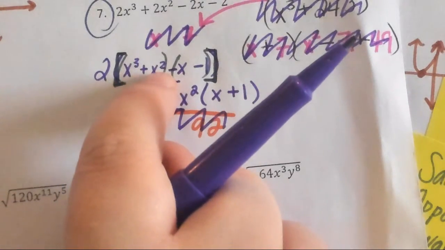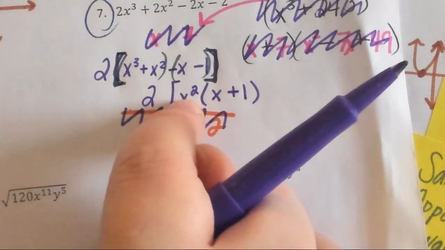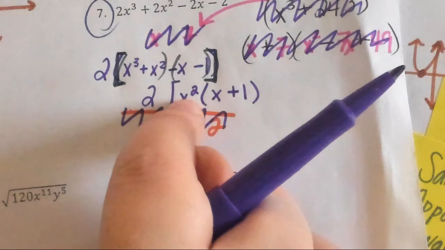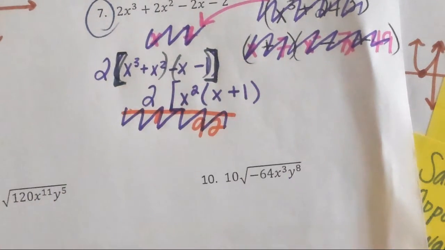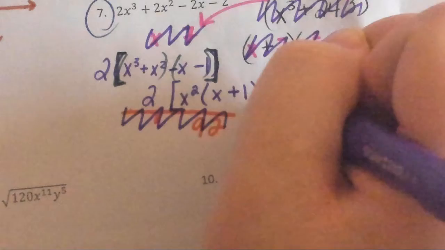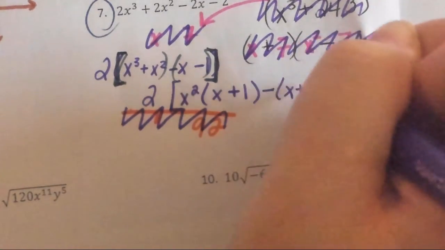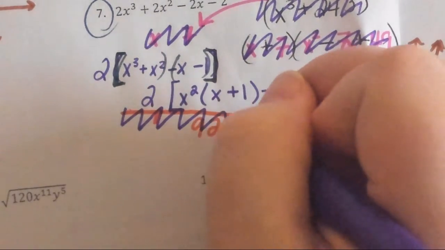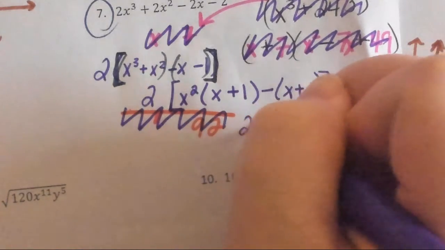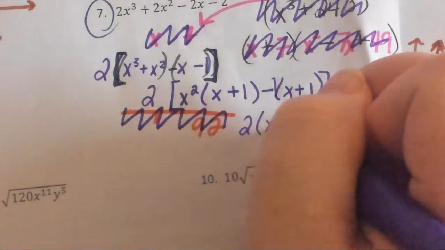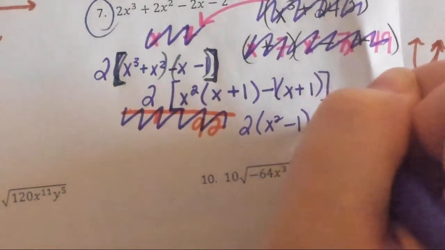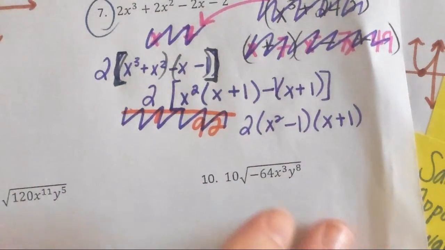So x to the third, x squared, he knew they had x squared in common. And then he was left with an x plus 1. That was beautiful. What should we factor out of the second group? Factor out a negative 1, and you'll be left with an x plus 1. And it would be x squared minus 1 and x plus 1.